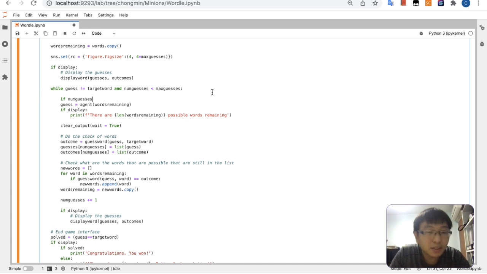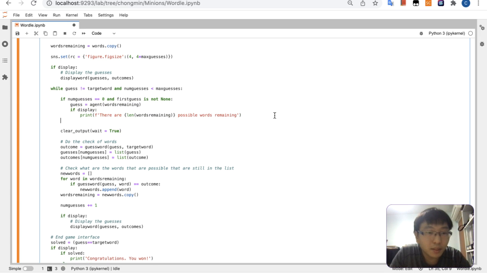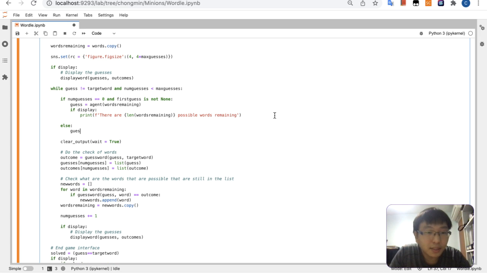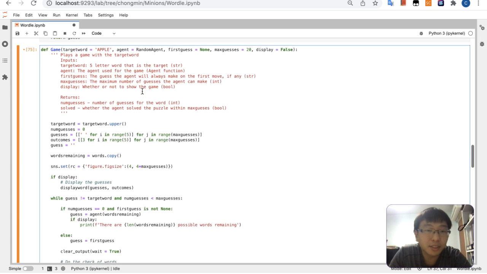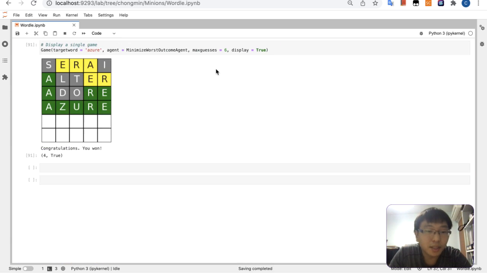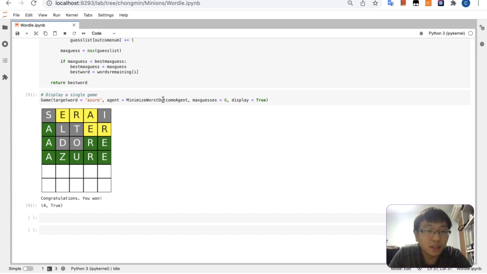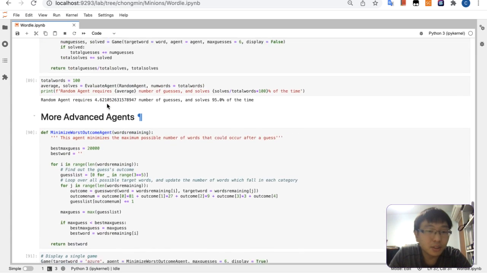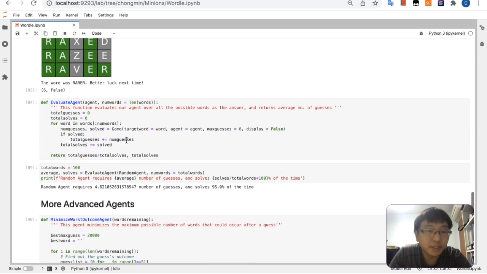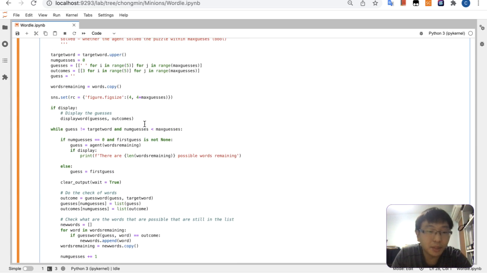If num guesses equals to 0, okay, and first guess is not none, okay, else guess equals to first guess. So with this I can hopefully shorten the time needed for this Wordle bot, because I just make a first guess parameter here. Okay, let's just see ours. The agent for this will always do Sarai as the first guess, so we can put that in. Let me just update this function here.